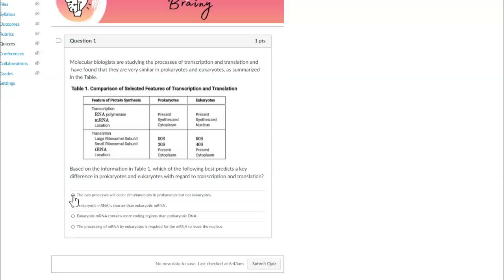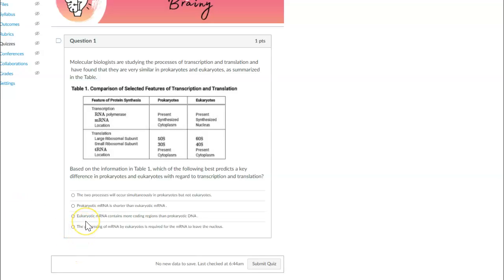And explain why they're incorrect. Okay, so answer B says that prokaryotic mRNA is shorter than eukaryotic mRNA. It generally is shorter, but there's no data in here that explains this to us. These 50S and 60S and 30S and 40S apply to the ribosomes, right? Not the mRNA. So there's nothing in here about the size of mRNA, and that's why that one's incorrect, just because the table doesn't give us that information, okay?